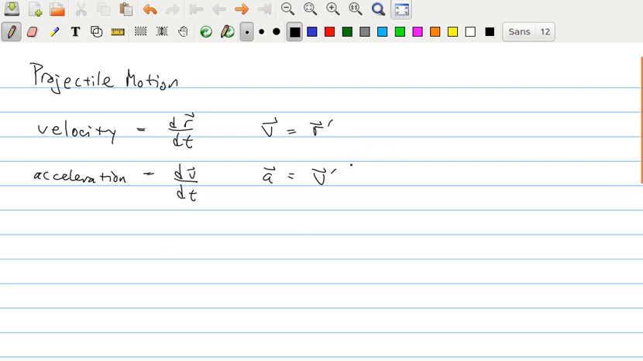And also related to velocity, we have the notion of speed. Now speed is just the magnitude of the velocity. So we want to get rid of any sort of direction. Just look at the magnitude. So the speed is the magnitude or the norm of the velocity. Or if you wanted to write this in terms of r, it's the norm of r prime.